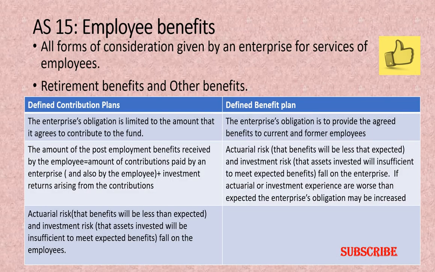Then the next one comes, AS 15, that is employee benefits. This standard states that employee benefits are all forms of consideration given by an enterprise in exchange for services rendered by the employees. So it may be in the form of a pay package, or it may be post-employment benefits and post-retirement benefits. Here the benefits are classified into two categories, that is the post-employment benefits and the retirement benefits.